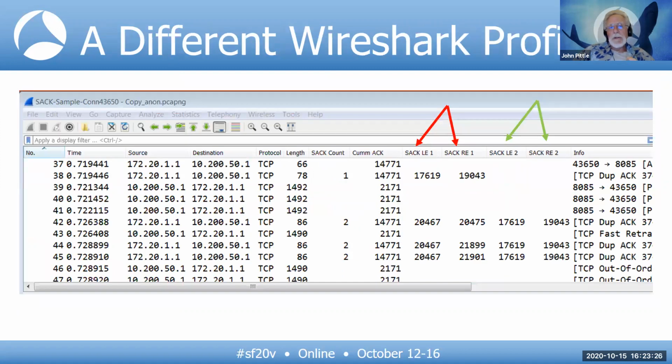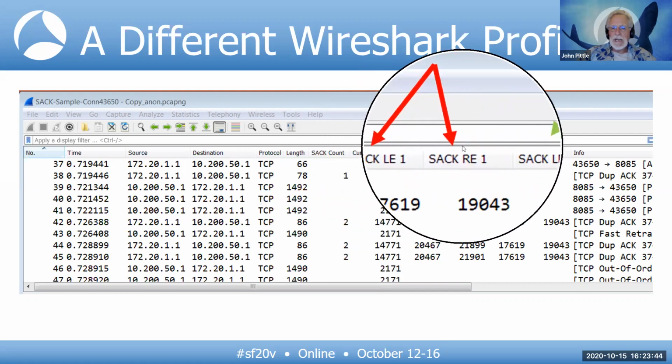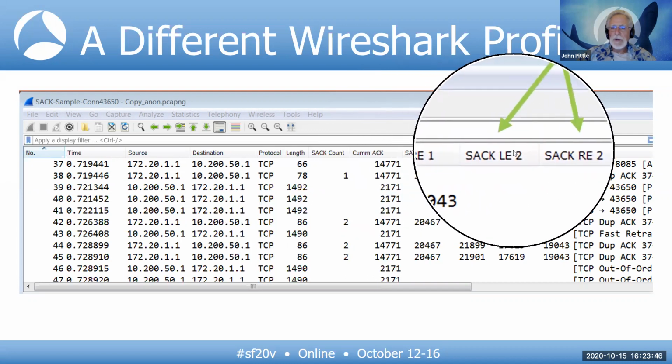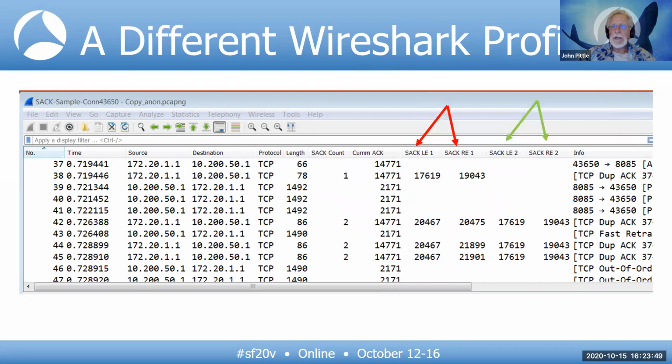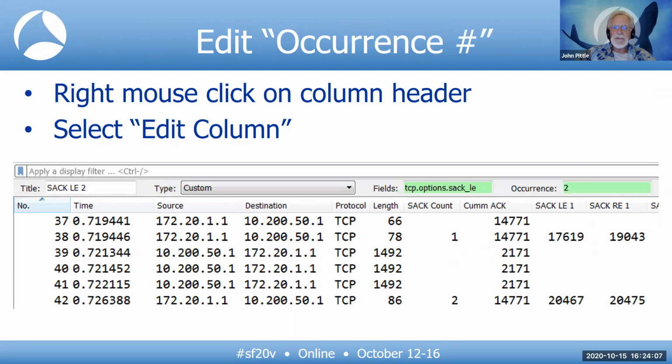And in this view, I've applied a different Wireshark profile, and notice now that we've separated out left edge and right edge into left edge 1, right edge 1, left edge 2, right edge 2. And it's a really great feature of Wireshark, and I'm grateful to Saki for showing me this a few years ago when I posed the question of how do I get rid of these stupid commas. And it's been very eye-opening, and here comes the cool feature that allows us to do that.